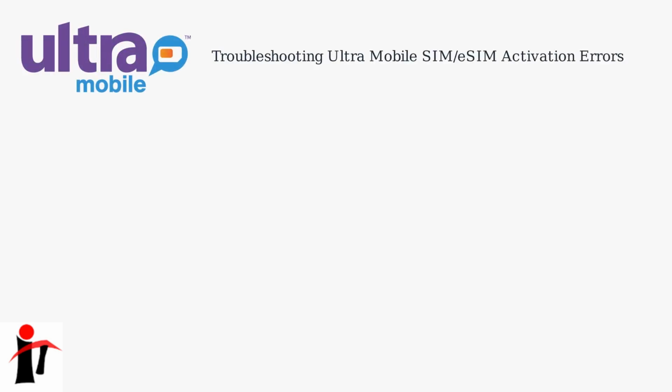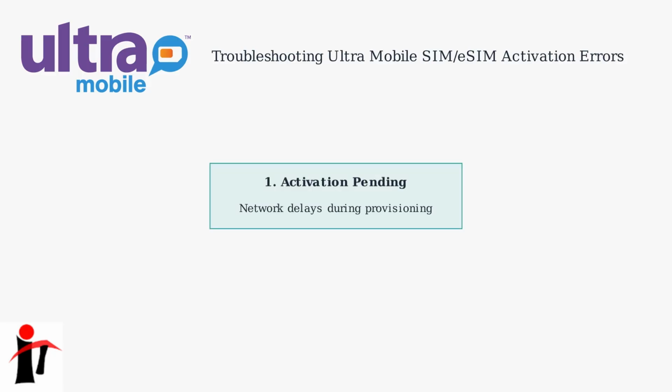Experiencing issues activating your Ultra Mobile SIM or eSIM. This section provides a quick overview of common problems and their solutions. Activation errors typically prevent your device from connecting to Ultra Mobile's network. Common causes include network delays during provisioning, shown as activation pending.